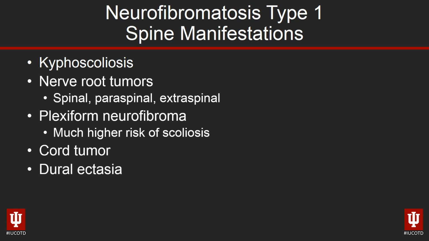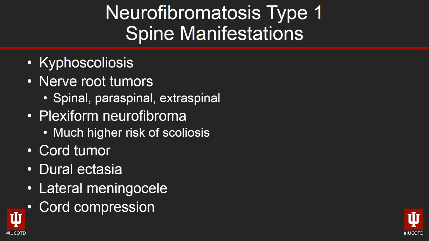And as this case nicely points out, they can have dural ectasia. Sometimes it's very mild, sometimes it's very profound, like in this. It's sort of a spectrum. Closely related to that, NF1 patients may have lateral meningoceles as well. And depending on whether or not they have sizable nerve root tumors, or even if they have significant scoliosis, these patients may very frequently have cord compression. So it's important for you to be looking for and to report.